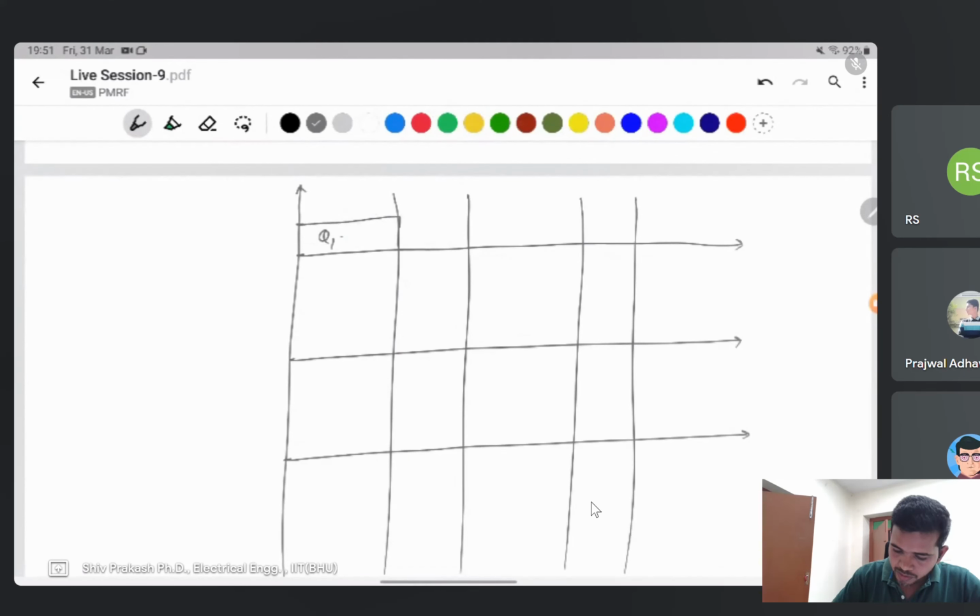This one and Q1 is on, then this one is both off, Q2 on, both off. Notice the inductor current IL when Q1 is on.